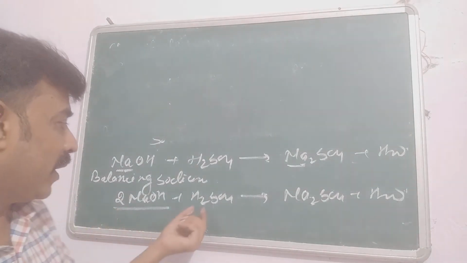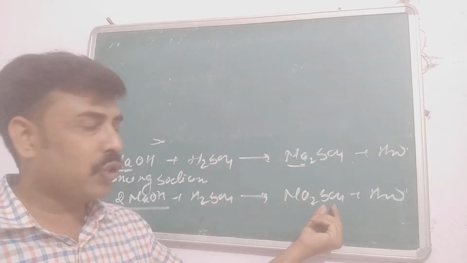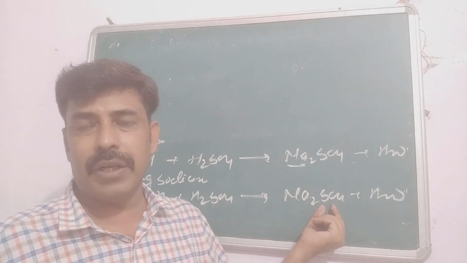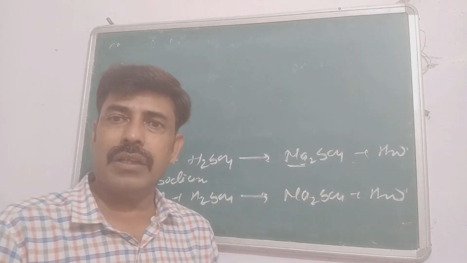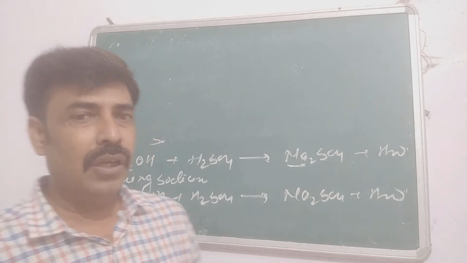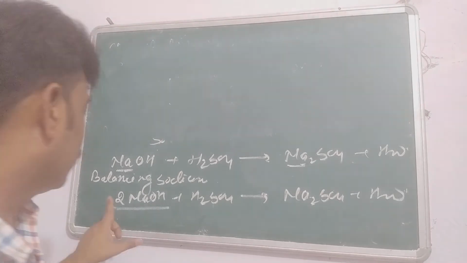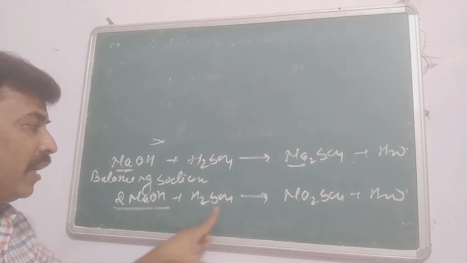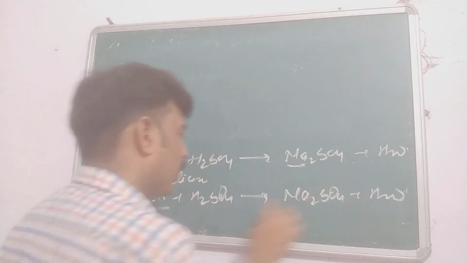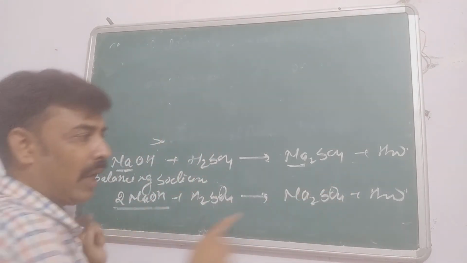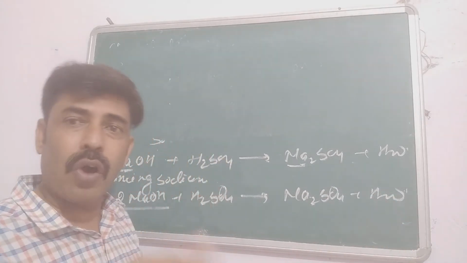What is the number of sulfur here? In H2SO4, a single sulfur atom, and in Na2SO4 again a single sulfur atom. So sodium and sulfur both are balanced. That means the elements other than oxygen and hydrogen are balanced. Now we are going to see the oxygen. What is the number of oxygen? Here you can see 2 oxygen and here there are a total of 4 oxygen in the form of H2SO4. Then 4 plus 2 is 6, and here 4 plus 1 is 5. One more oxygen is needed.